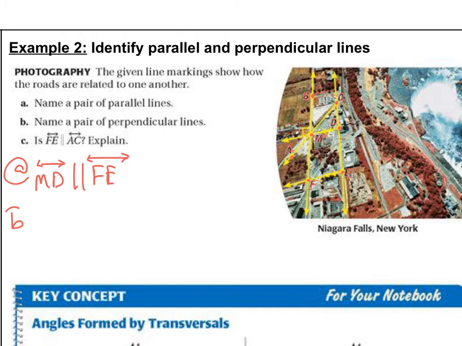Okay, letter B says, name a pair of perpendicular lines. The key is that we make sure that we have a 90-degree angle. So this is our 90-degree angle right there. So that would mean that line MD is perpendicular to, remember that upside down T, line BF. Okay, we can't assume anything else because there's no other 90-degree angles, at least not at this point, but we will learn that here very shortly, hopefully. Okay.